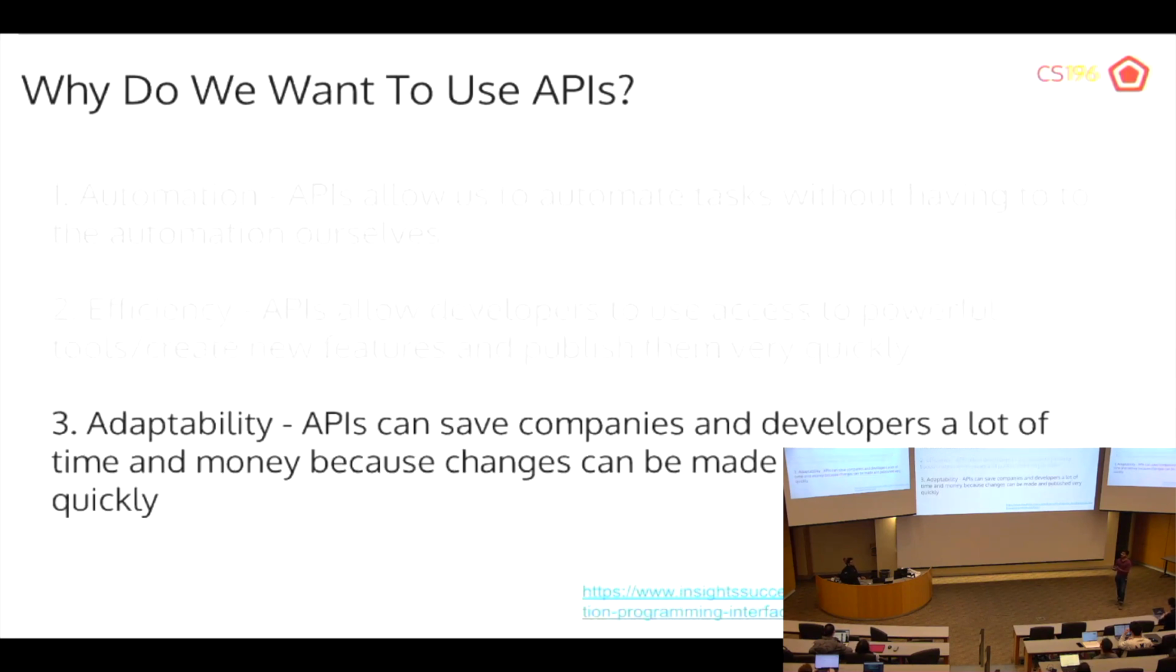Finally, adaptability. APIs save companies and developers a lot of time and money because changes can be published and made very quickly. So take, for instance, a client suddenly wants to add a new feature and they say it has to be done in 2 days. If you have to write something from scratch and implement it and test it, it will take a very long time. So it's nice knowing that if you call an API, you have working code. It's a black box that gives you exactly what you need, and you don't have to test and waste more time.